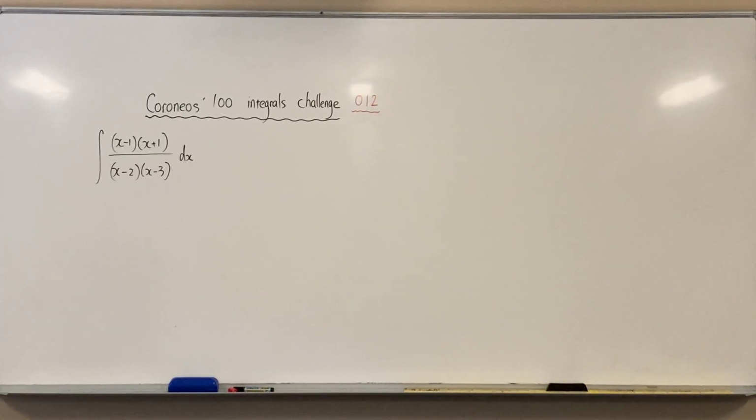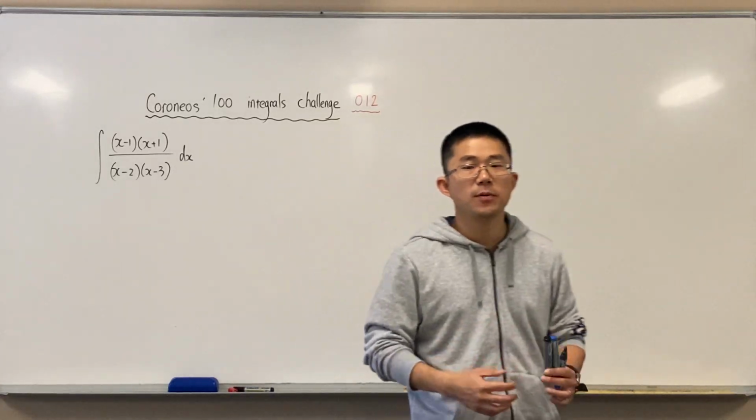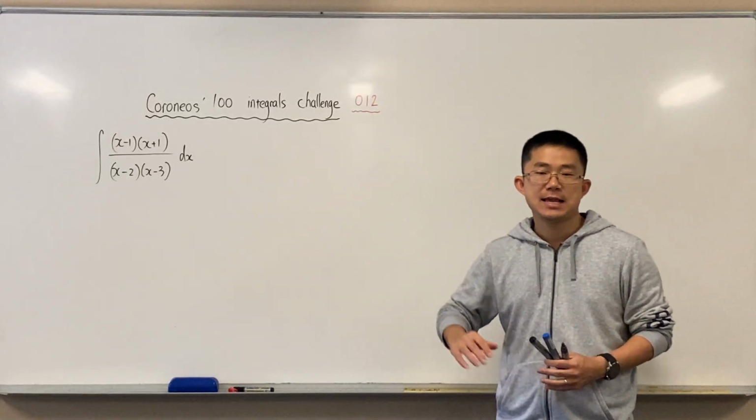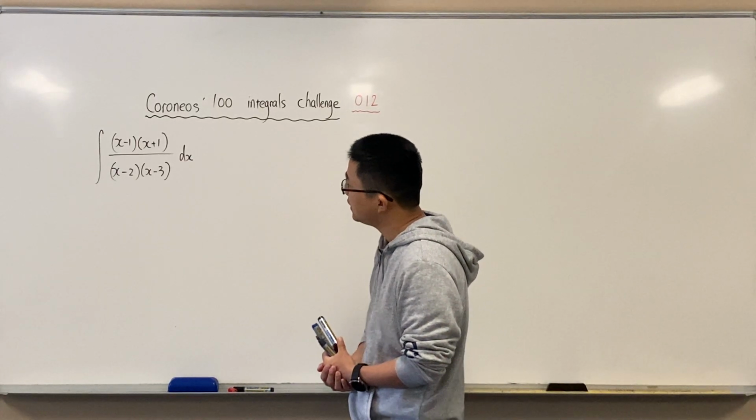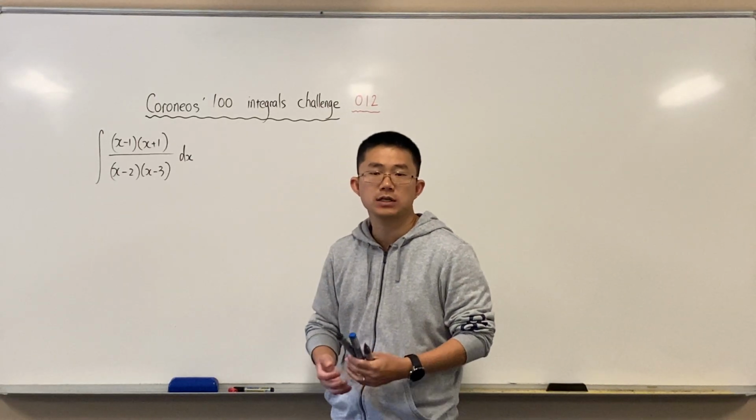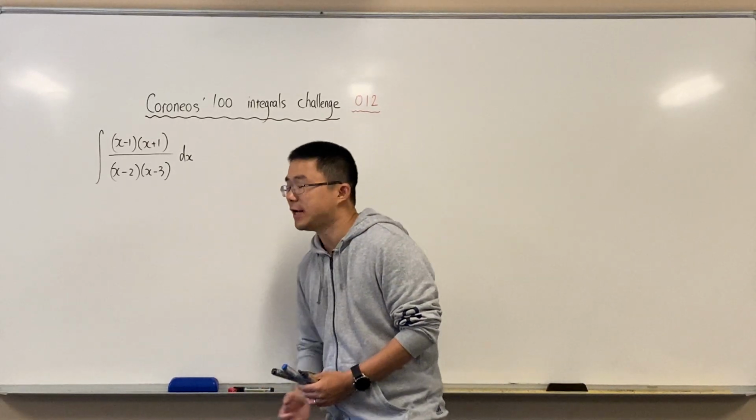Alright, Coroneos 100 integral challenge number 12. Here comes the question. We have 4 linear factors, 2 on the top, 2 on the bottom: (x minus 1)(x plus 1) over (x minus 3)(x minus 2). How do we integrate these?